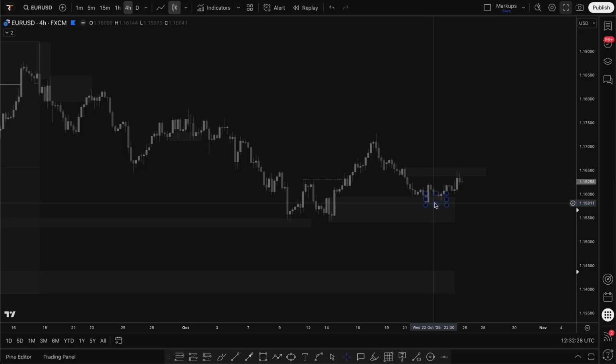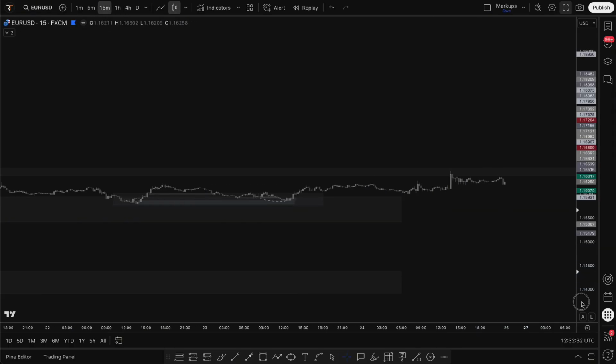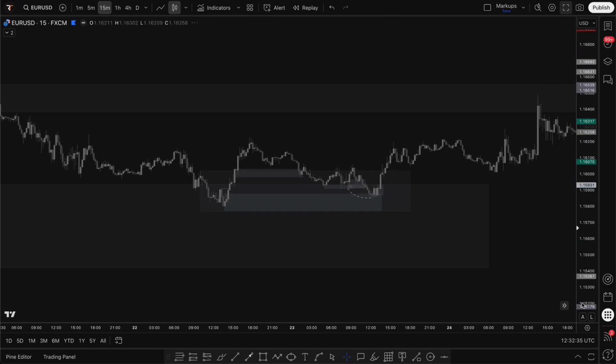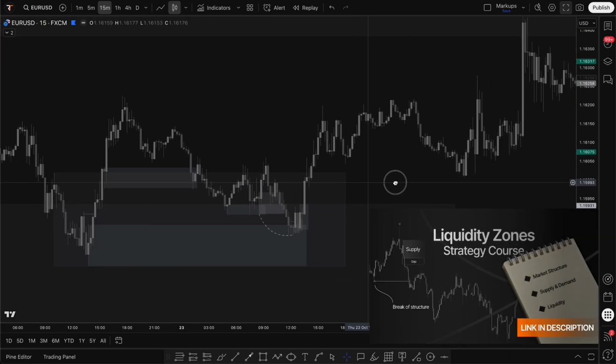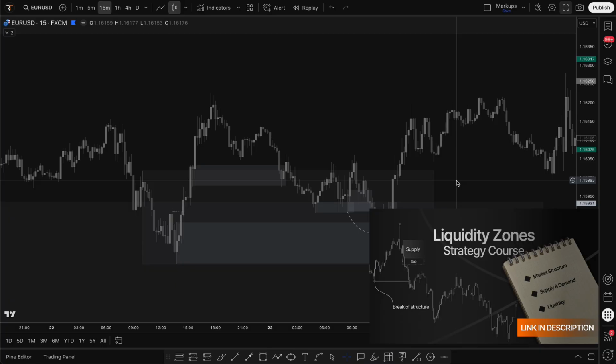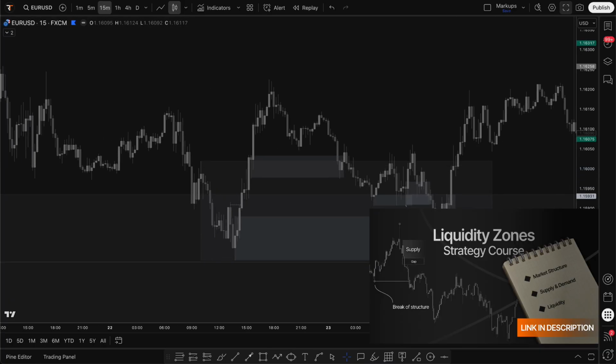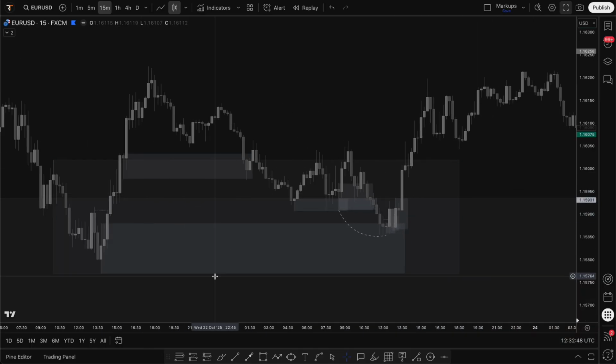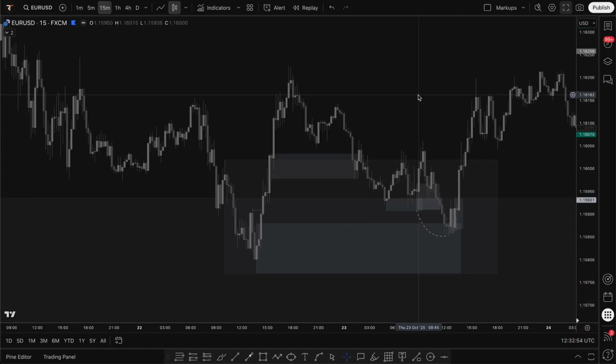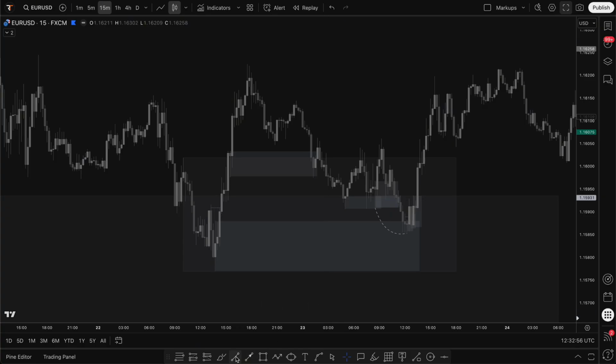So I took a trade from this 4-hour demand over here. So we go down to the 15-minute now, and if you're not familiar with the strategy, I have a video explaining the whole thing step by step, so if you're confused by anything you can refer to that, but I'll break it down here as well. The entry model is basically after you have a reaction to 4-hour demand or supply, you want to head down to the 15-minute to capitalize on that breakout move.